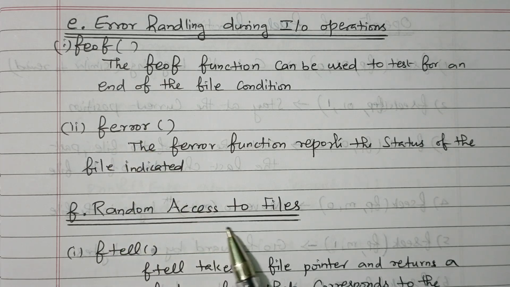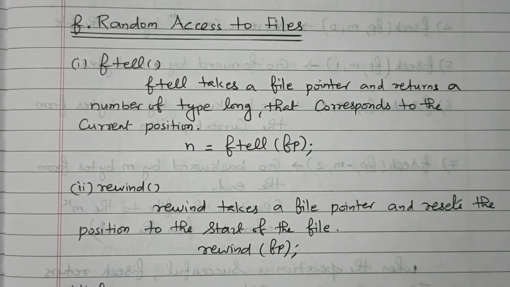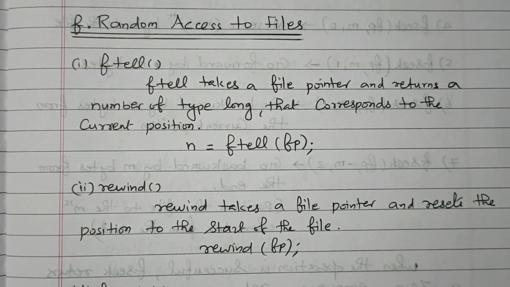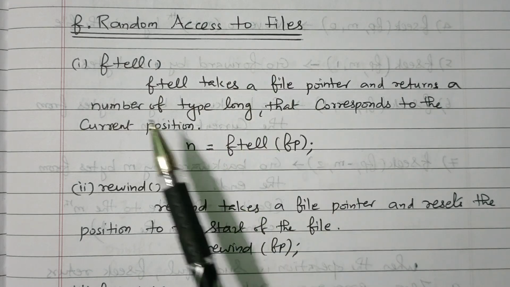Then random access to the file. What are the functions available to randomly access the file? Normally we have file open, file close, file read, write. These are all the functions already available. Apart from that, random access to the files are available.